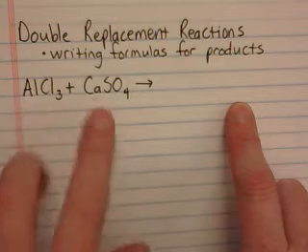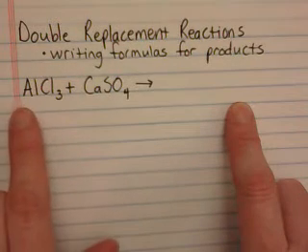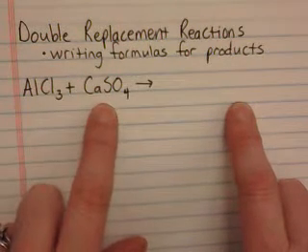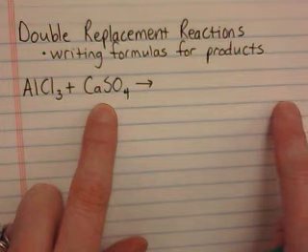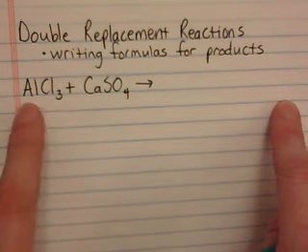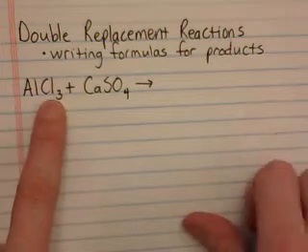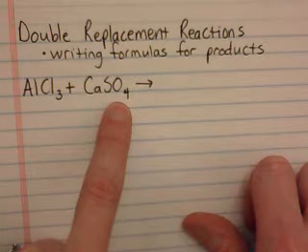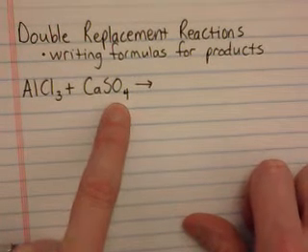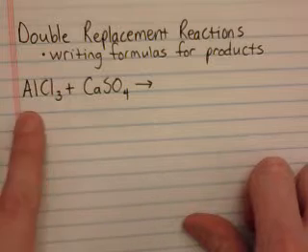So since this is a double replacement reaction, we have to start with two compounds, and that means we have to end with two compounds. These are ionic compounds. This is a metal. That's a nonmetal. This is a metal. This is a polyatomic ion. So what I recommend you do is label each one.